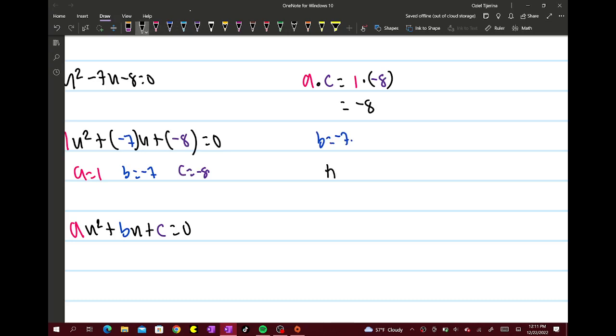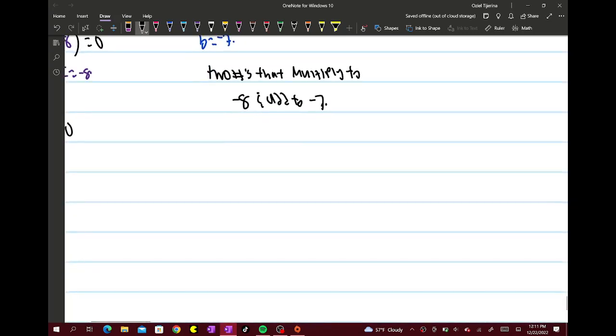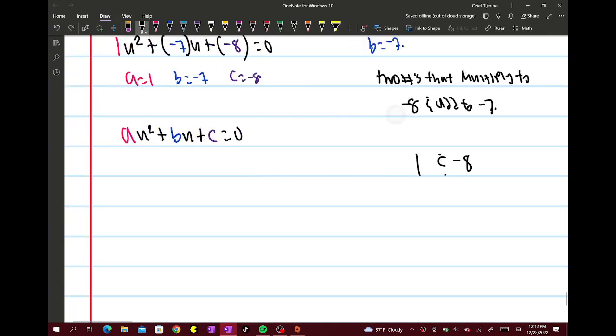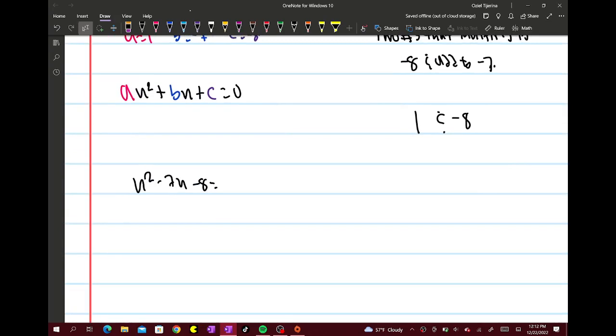So we want two numbers that multiply to -8 and add to -7. Off the top of my head, I know that those two numbers can be 1 and -8, right? So this means that u squared minus 7u minus 8 can be rewritten as the quantity u plus 1 times u minus 8.